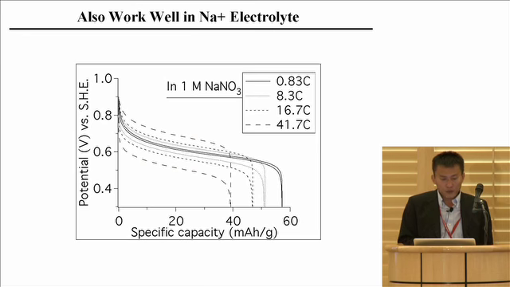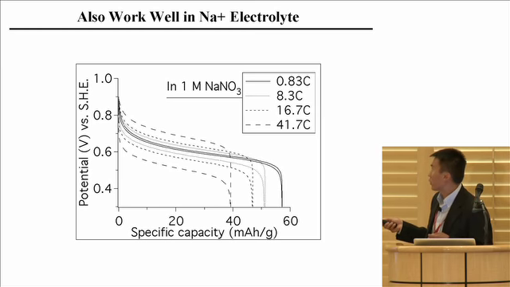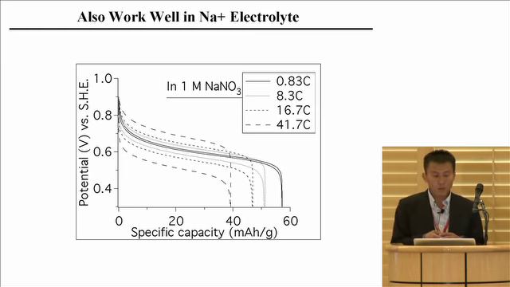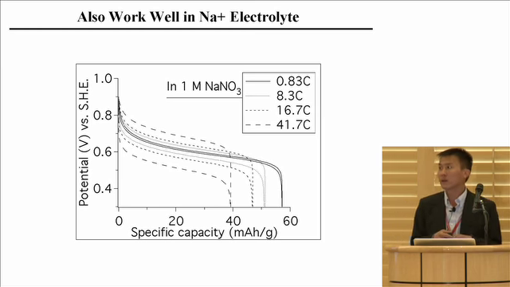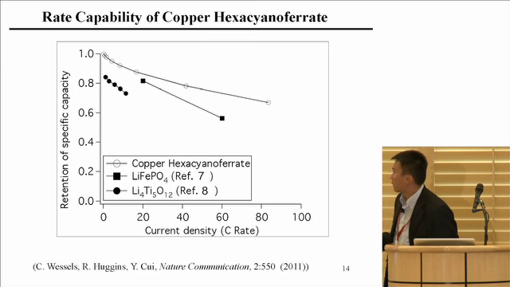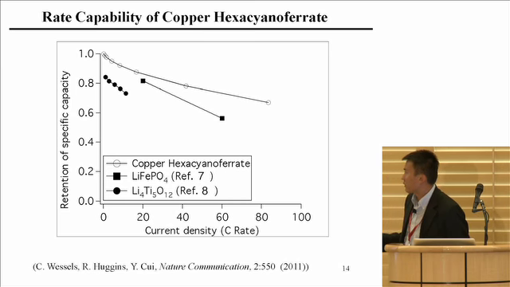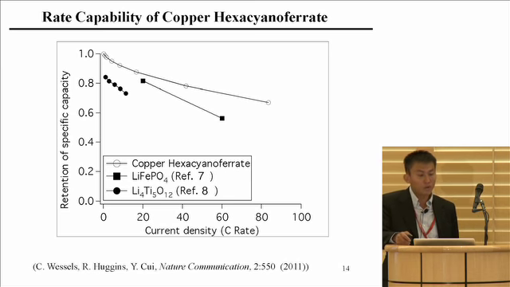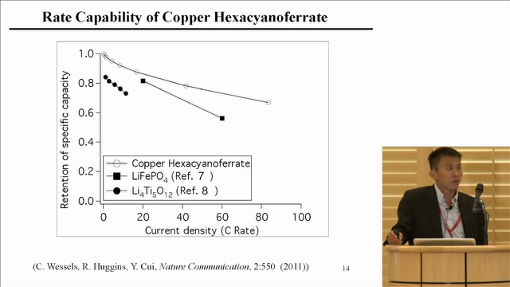Now let's look further. So this is also working quite well for sodium. It has this open channel. Now we change the electrolyte to sodium nitrate, 1 molar, also showing this amazing fast kinetics. So if you compare this with well-known lithium-ion battery materials, very fast materials such as lithium iron phosphate and lithium titanium oxide, the capacity retention at the top right here for our material is comparable or better.